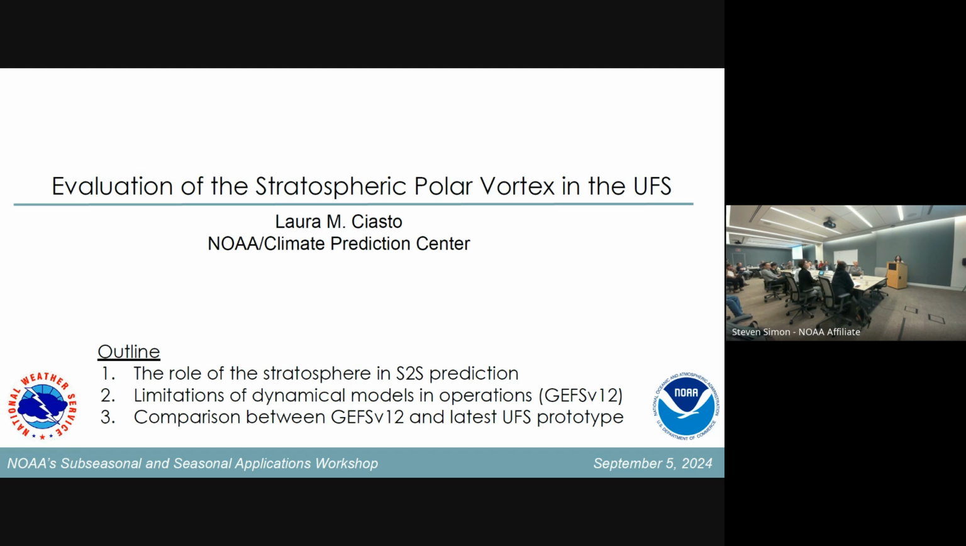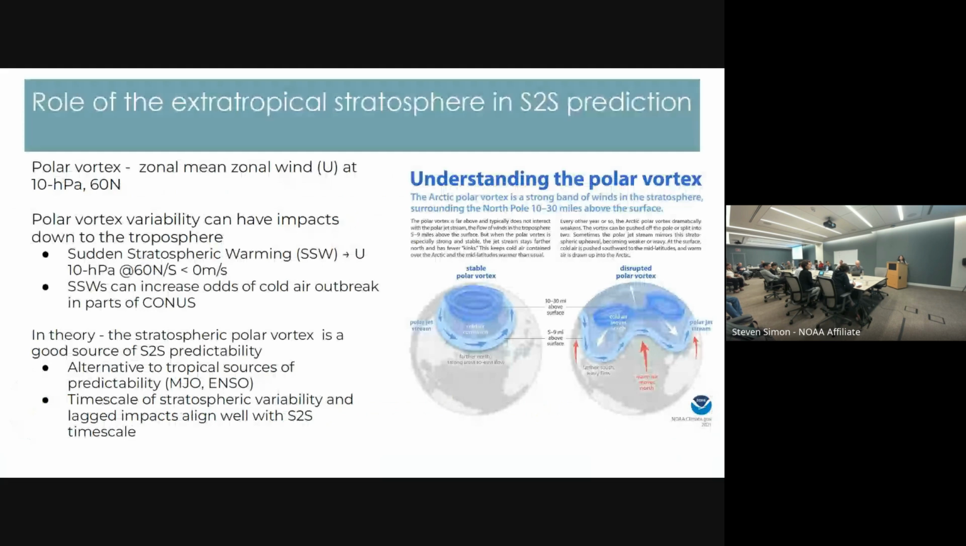So I'm going to talk about one specific aspect of the stratosphere today. I'm going to be talking about the Northern Hemisphere stratospheric polar vortex, because this is something we use a lot in S2S prediction, especially at CPC, our week 3-4 forecast. So understanding how this is represented in the models is quite important. So just to define the polar vortex, in case you don't know what it is or why we care about it, we're talking about zonal mean zonal winds at 10 hectopascals, 60 north. There's also one at 60 south.